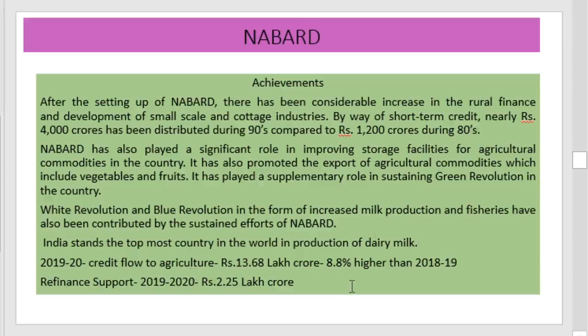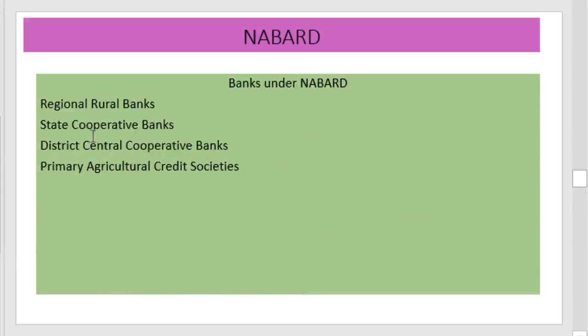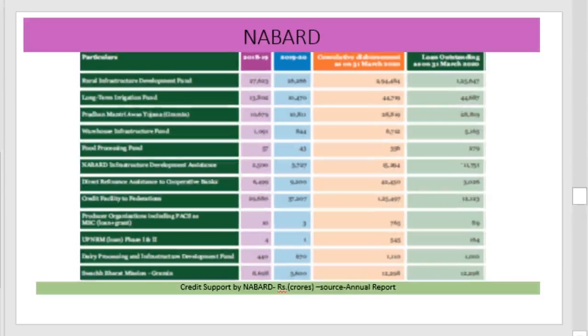During 2019-20, the credit flow to agriculture was nearly rupees 13.68 lakh crores. It was 8.8% higher than 2018-19. And during 2019-20, the refinance facilities provided by the RBI were nearly rupees 2.25 lakh crores. The banks under NABARD include regional rural banks, state cooperative banks, district central banks, primary agricultural banks, commercial banks, etc. The credit support facilities by NABARD during 2018-19 and 2019-20 are given here.